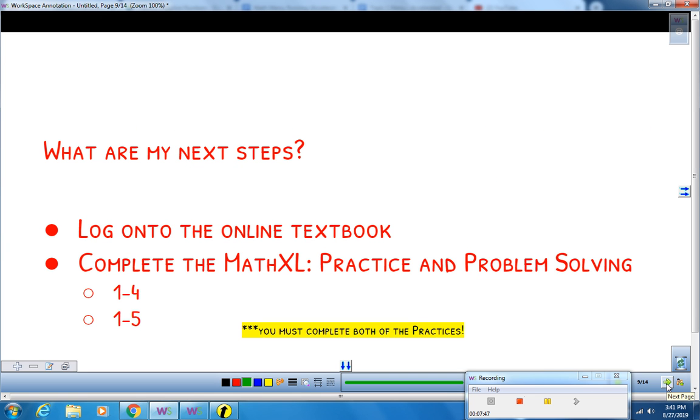Your next steps would be to log into the online textbook. There are actually 2, this is important, there are 2 practice and problem solvings here that you need to complete. And so you need to be able to check both of these off to be done with this section 1.4 and 1.5.